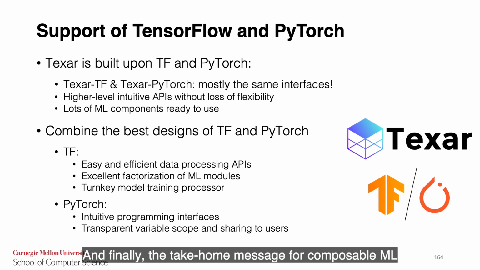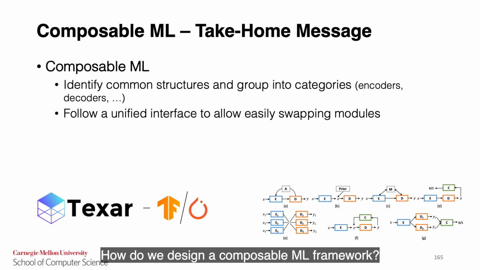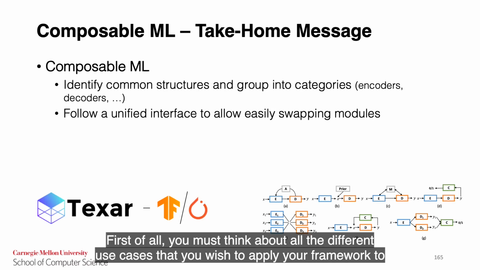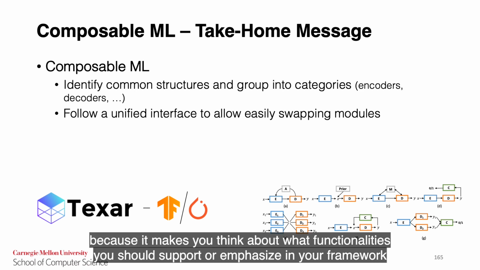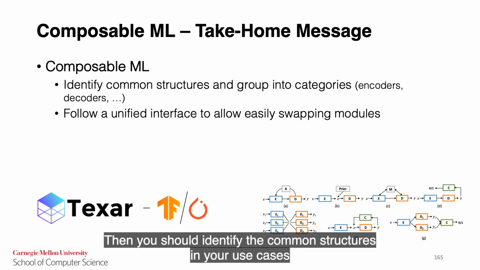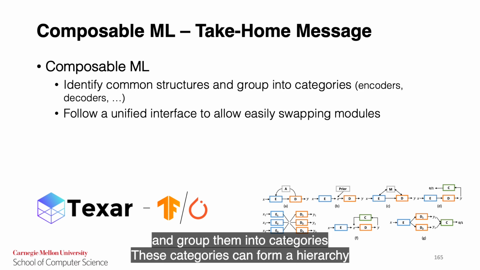And finally, the take-home message for Composable ML. How do we design a Composable ML framework? First of all, you must think about all the different use cases that you wish to apply your framework to. This is probably the most important step because it makes you think about what functionalities you should support or emphasize in your framework. Then, you should identify the common structures in your use cases and group them into categories.